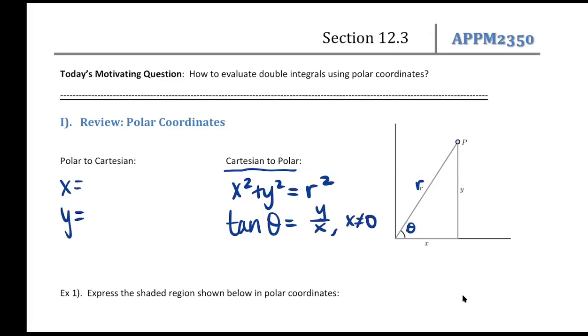We can go the other way, again using some trig, by noticing that cosine of theta is adjacent over hypotenuse, x over r, which means that x is r cosine theta. And then similarly, we get y is r sine theta.